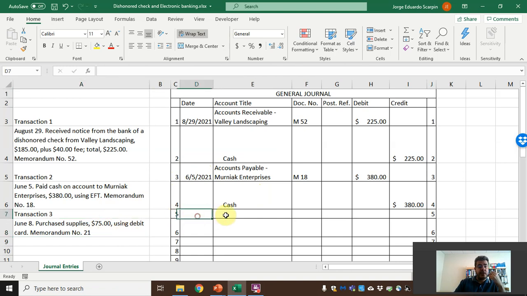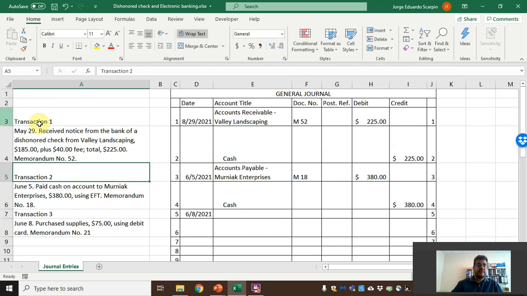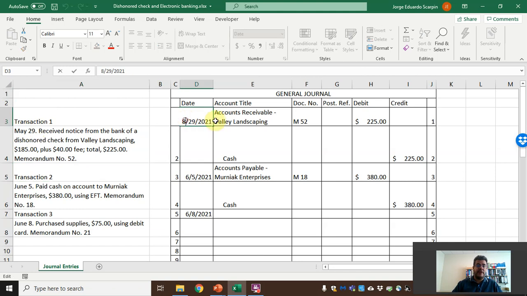Transaction 3, June 8th. And here guys, this should be in chronological order. So this first one, let's change here. Instead of August, that's May. Now it is in chronological order.